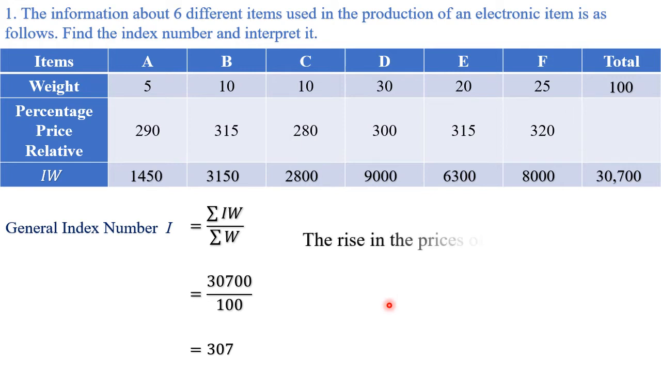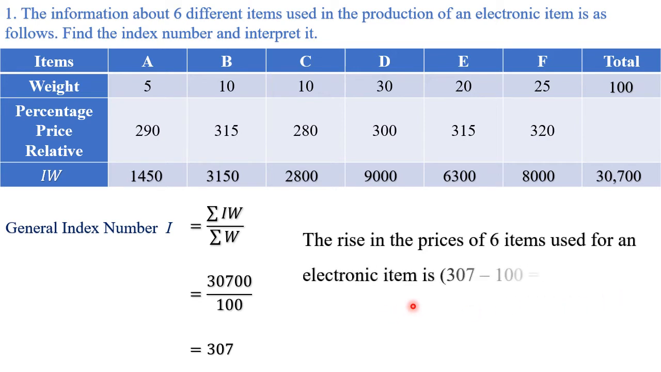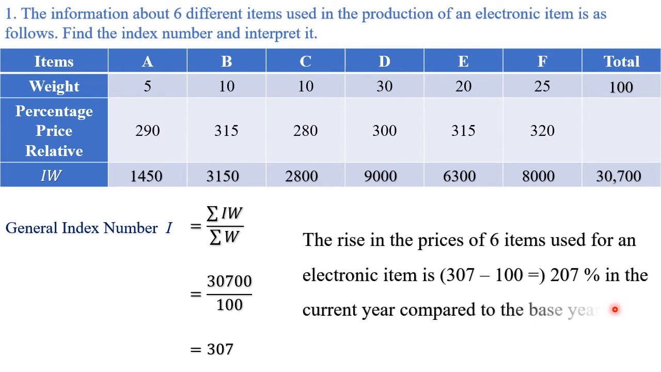So we also write a statement. The rise in the prices of 6 items used for an electronic item is 307 minus 100, that is 207%, in the current year compared to the base year. So this is how we write a statement at the end of each index number. We subtract 100 from the index number to show the rise in the percentages of the current year values of the items compared to their previous year values. Let's move on to question number 2.